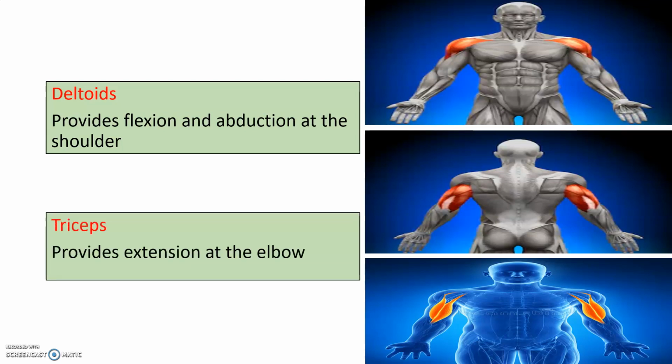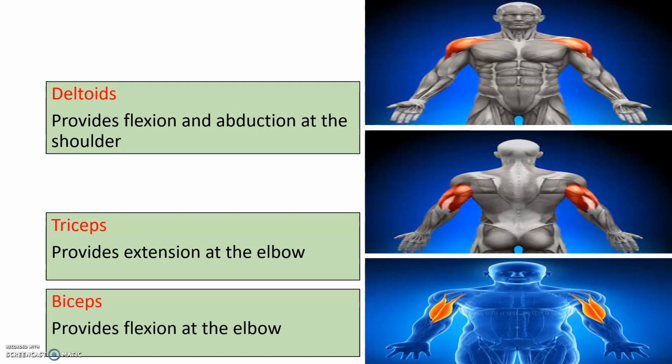And then we've got triceps, which obviously provide that extension at the elbow. So when we straighten the elbow, we straighten our arm. And ultimately we've got the bicep, which provides flexion at the elbow. So where we close that angle within the elbow joint.